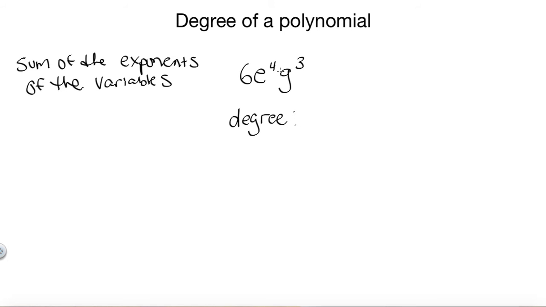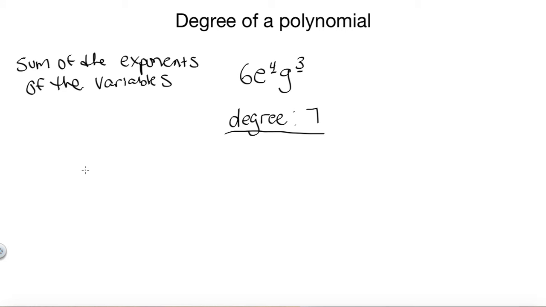So I would take the sum of the exponents of the variables, which means the degree would be 4 plus 3, which is 7. That means that this monomial has a degree of 7 because that is the sum of the exponents of the variables.